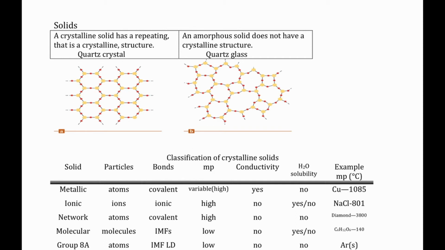Quartz glass, by contrast, was cooled much quicker than quartz crystal was from the molten stage, and that causes it not to have enough time to make for a repeating structure, so it does not have a repeating structure. Butter, rubber, those kinds of solids are these amorphous solids. Some would say technically an amorphous solid is really a very, very viscous liquid.